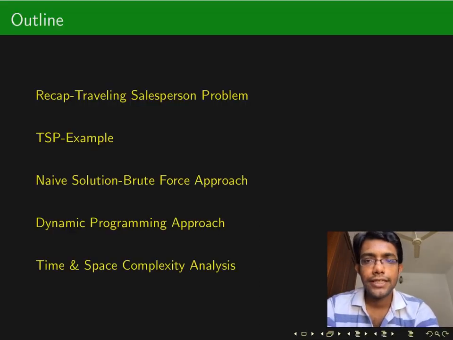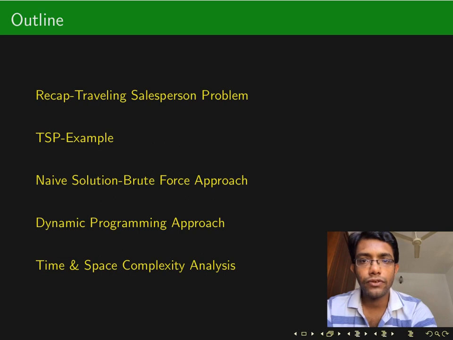The outline of this presentation is going to be like this. We will quickly recap the traveling salesman's problem or TSP, and we will see an example of the TSP problem, and we will also quickly revisit the brute force approach for solving the same, and then we will come to the dynamic programming approach for solving the TSP problem, and finally we will also do a time and space complexity analysis of the same.